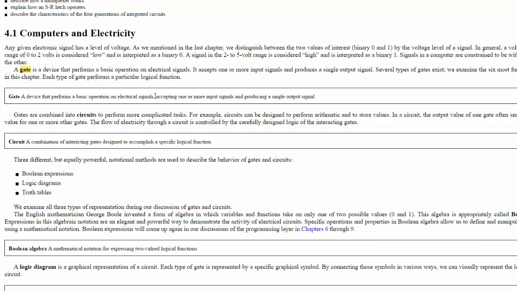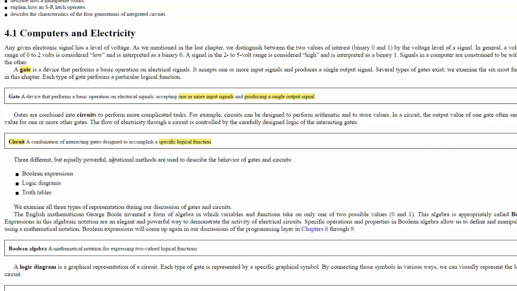Okay, let's look again at gates. Gates accept one or more input signals and produce exactly one output signal. You combine gates to create circuits. You will see that you can have both combinatorial and sequential circuits. A circuit is a combination of gates that perform a specific logic function. For example, there is a circuit that does adding of binary. It adds 0 and 0, and 0 and 1.